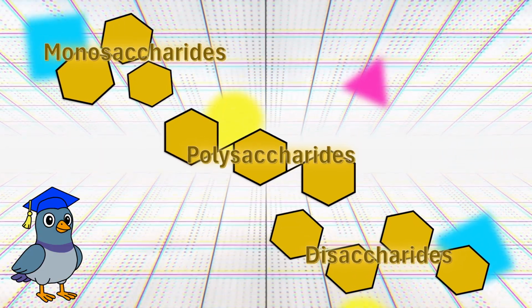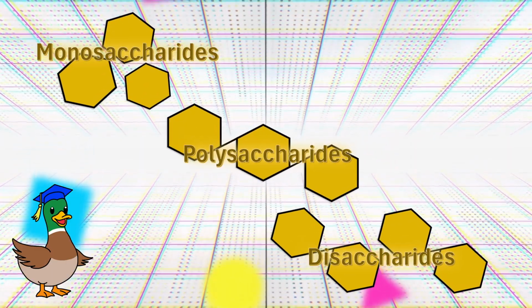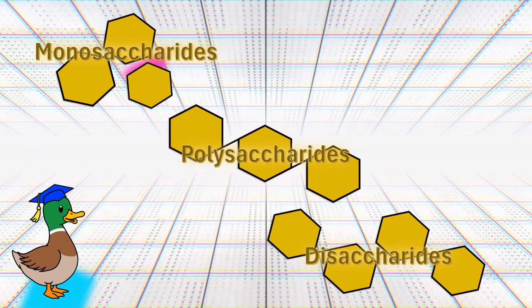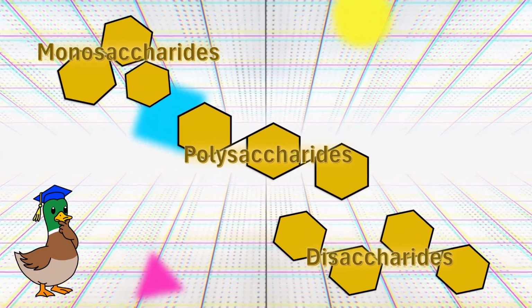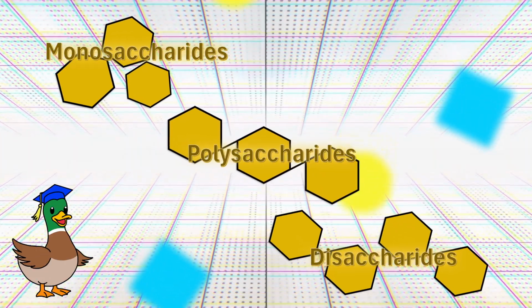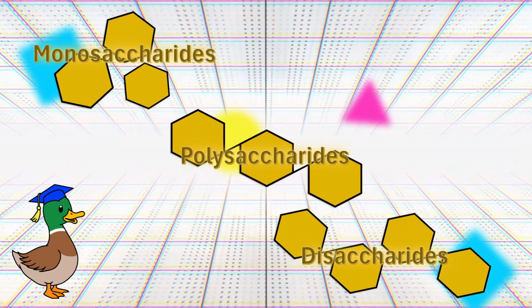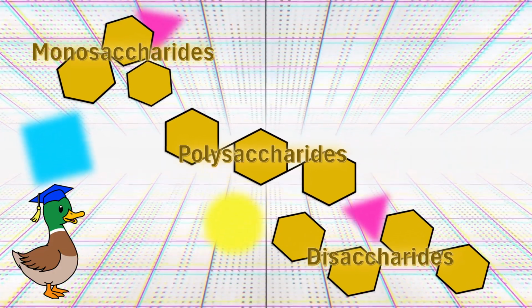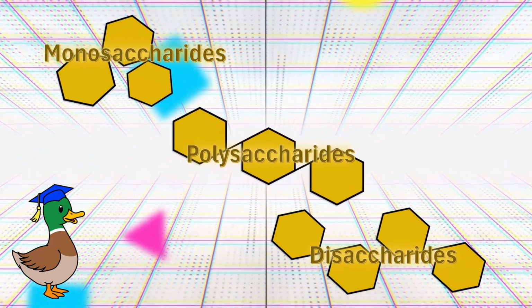So wait, monosaccharides and polysaccharides are just monomers and polymers, but for carbohydrates? Exactly. This will be a recurring theme throughout today's lesson. As biological macromolecules, carbohydrates are made up of individual subunit monomers, linked together via dehydration synthesis to create polymers. In the case of carbohydrates, the covalent bonds joining monosaccharides to more monosaccharides or other molecules are called glycosidic bonds.